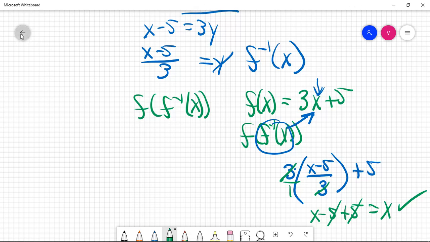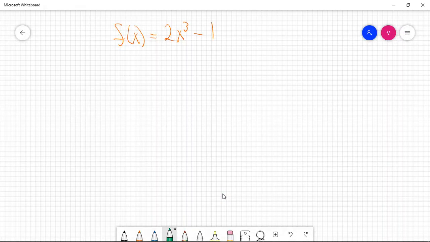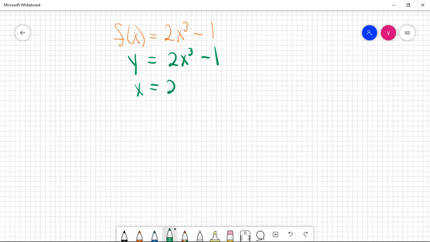Let's do one more. So again, this is y. Okay, now you swap your x and your y, so it becomes x equals y cubed minus 1. Okay, add 1 on both sides. So it becomes x plus 1 equals 2y cubed.